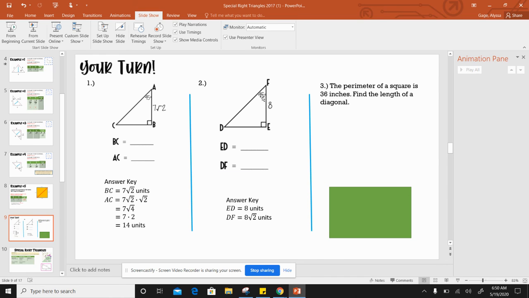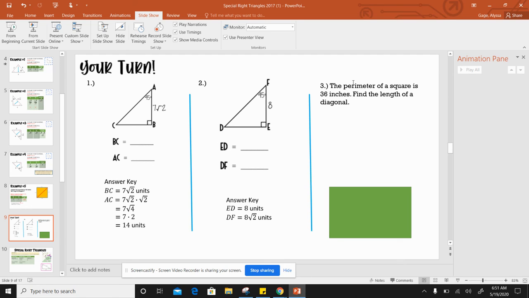On number 2, it's another 45, 45, 90-degree triangle. You were given the side length across from the 45-degree angle. So that's a leg. The 2 legs are congruent. So that means that DE, or we can call it ED, is also 8. And to find the hypotenuse, I take the leg and I multiply by the square root of 2. So the hypotenuse is going to measure 8 times the square root of 2.